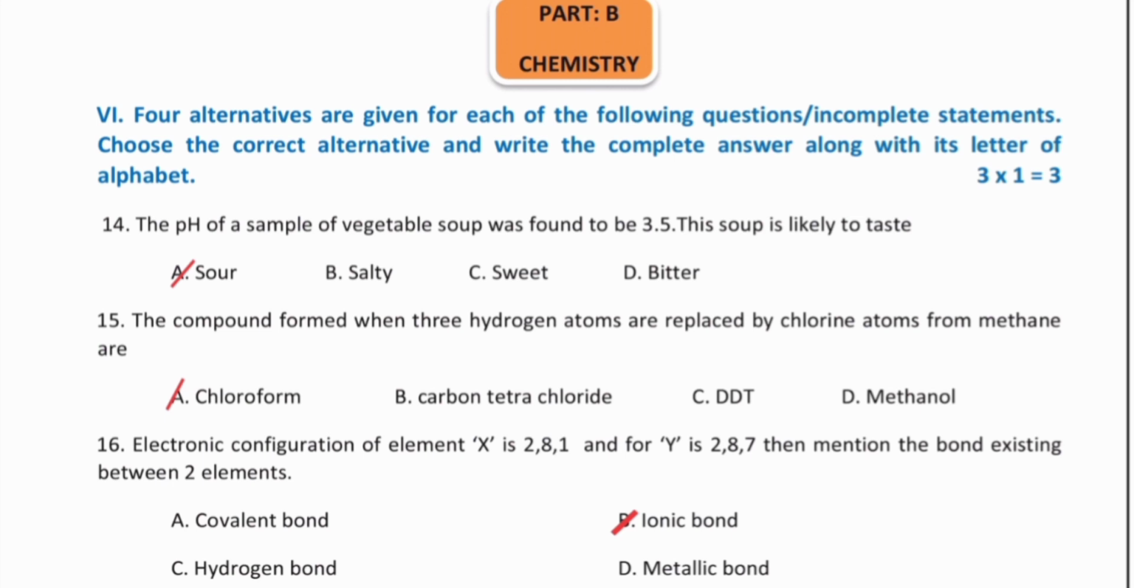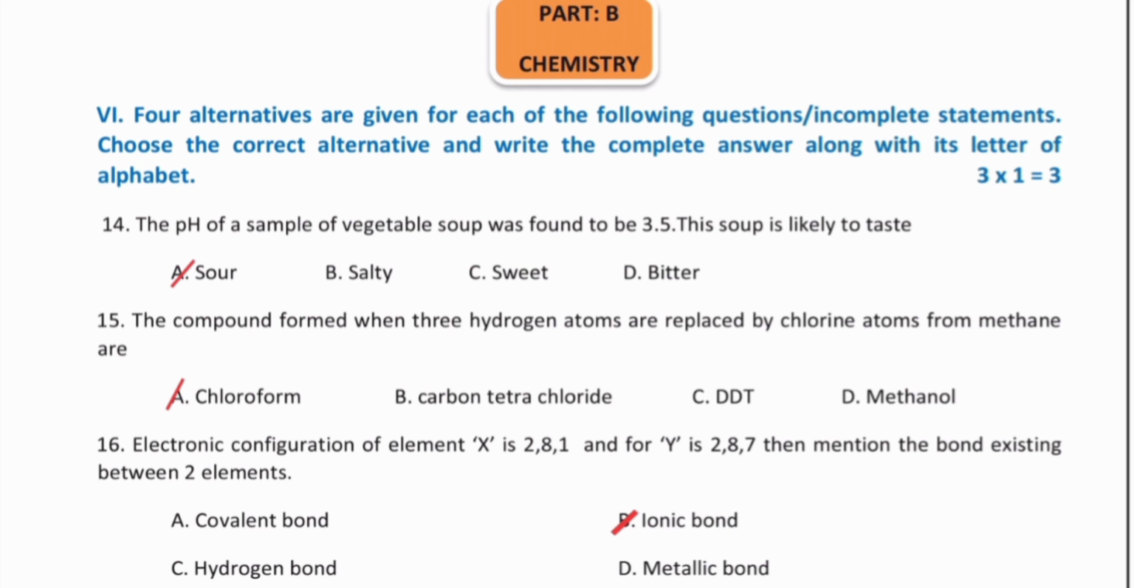Next, part B, chemistry multiple choice question. The pH of a sample of vegetable soup was found to be 3.5. This soup is likely to be sour, because it is acidic. A pH less than 7 indicates it is acidic. Hence, the taste of an acid will be sour. Therefore, the correct answer is option A, sour.